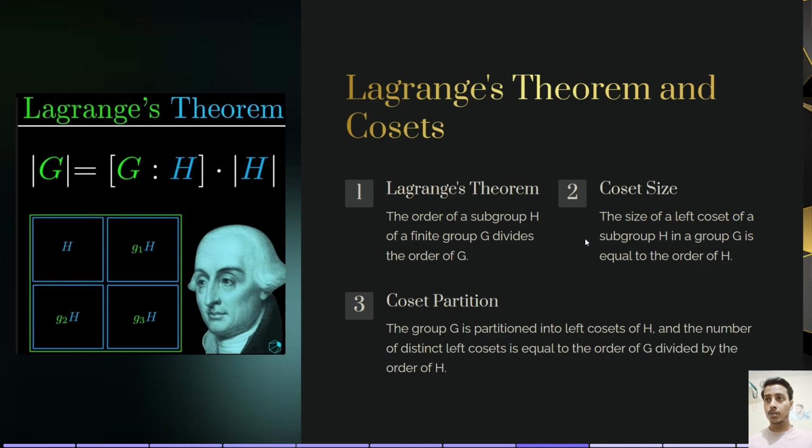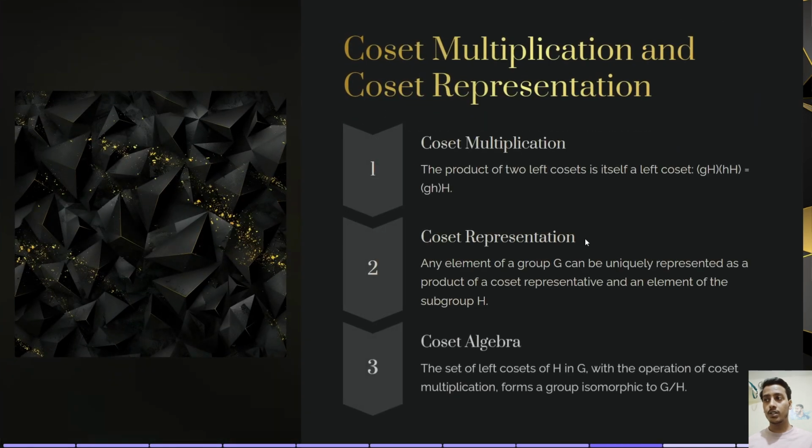Now we will move to coset multiplication and coset representation. Coset multiplication: the product of two left cosets, gH and hH, equals ghH. Coset representation: any element of a group G can be uniquely represented as a product of a coset representative and an element of the subgroup H. Coset algebra: the set of left cosets of H in G with the operation of coset multiplication forms a group isomorphic to G/H.